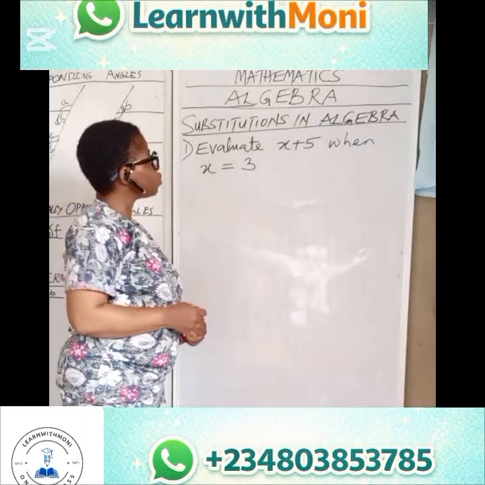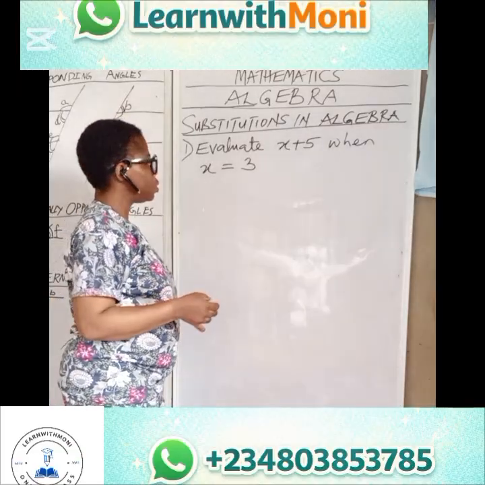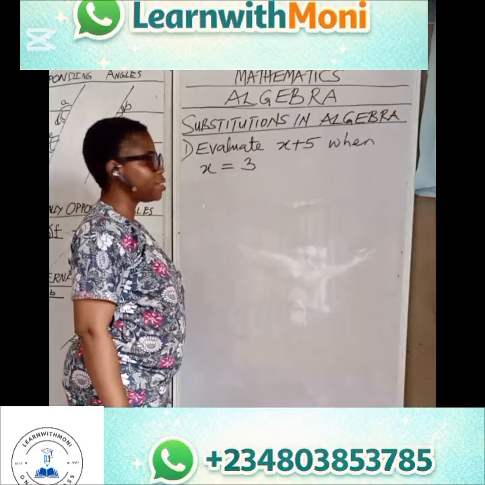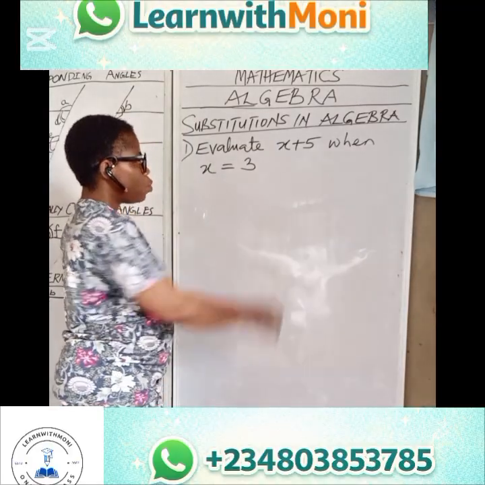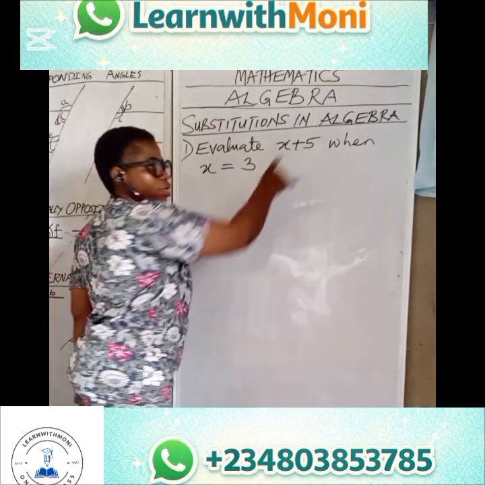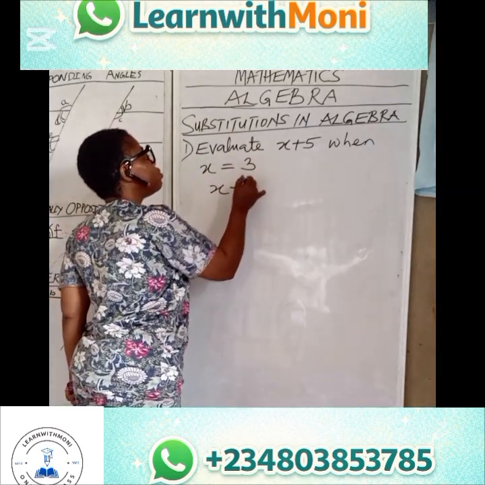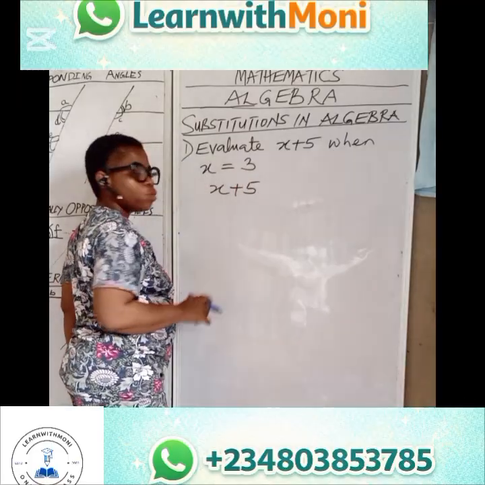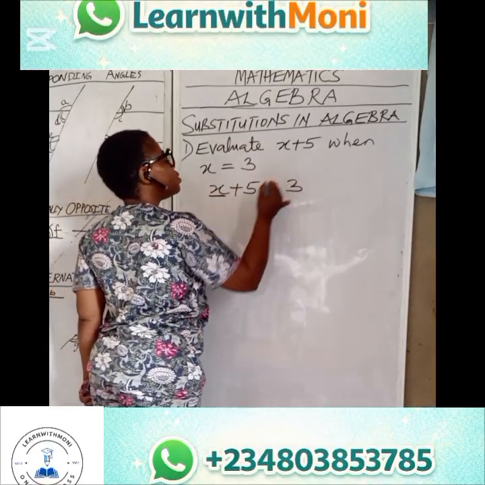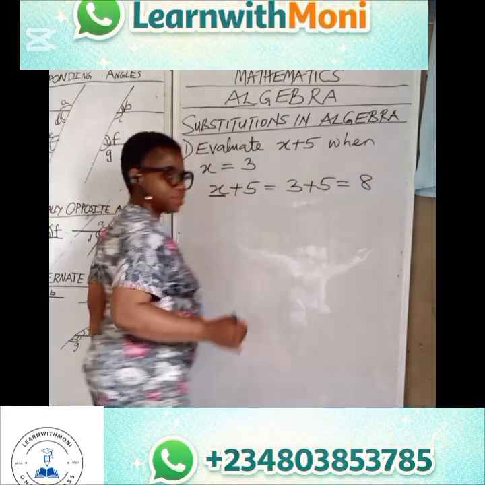Okay, let us learn to substitute into algebraic expressions. For example, evaluate x plus 5 when x is equal to 3. We have to find the value this will give us when x is 3. Which means instead of having this x, I will put 3. 3 plus 5. And that is going to give us 8.